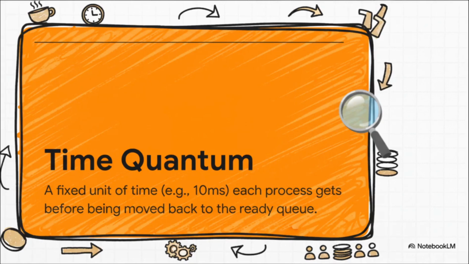The secret sauce here is something called a time quantum. It's a tiny, fixed slice of time. We're talking like 10 milliseconds. Each process gets to run for one quantum. If it's not finished, no problem. It just goes to the back of the line and waits for its next turn. It's like letting every customer use the coffee machine for exactly 1 minute.